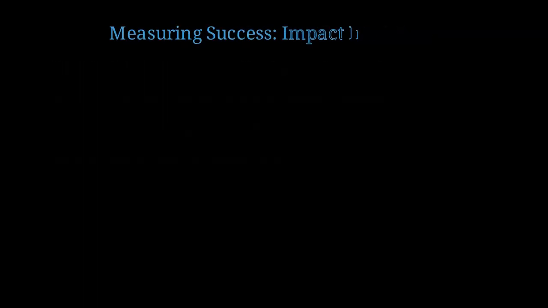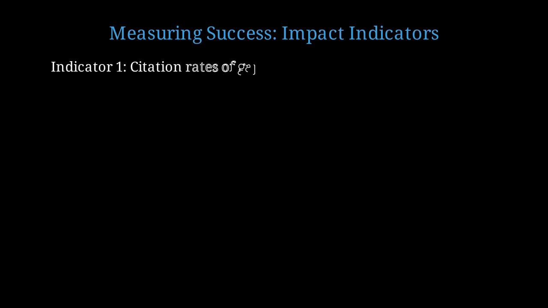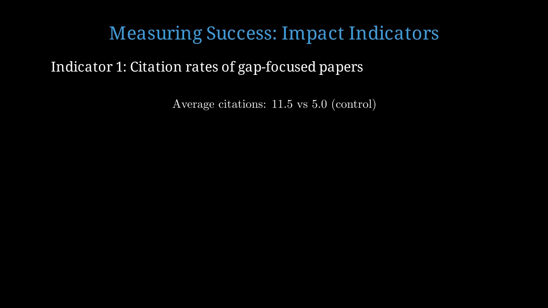How do we measure whether AI-identified gaps lead to successful research? Let's look at impact indicators. First indicator: papers explicitly addressing AI-identified gaps receive on average 2.3 times more citations in their first year. That's 11.5 citations versus 5.0 for control papers in the same subfield.